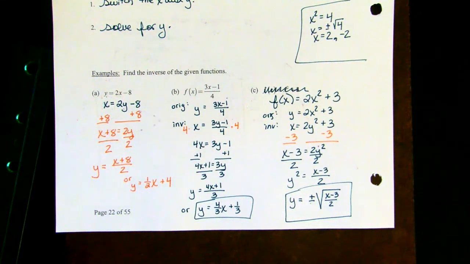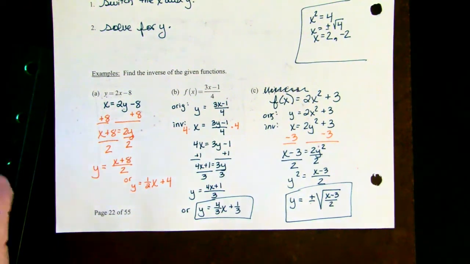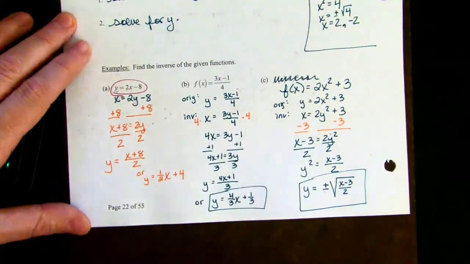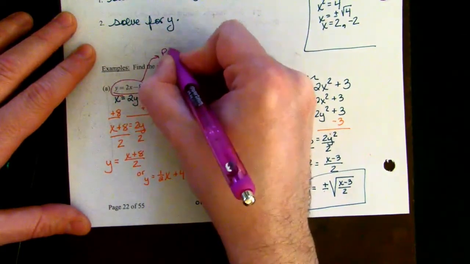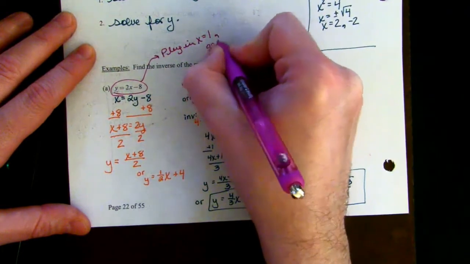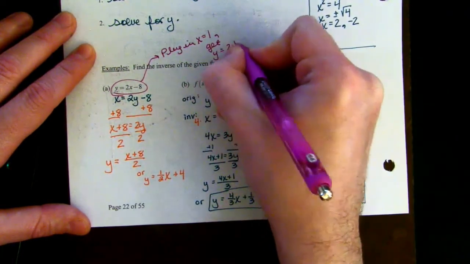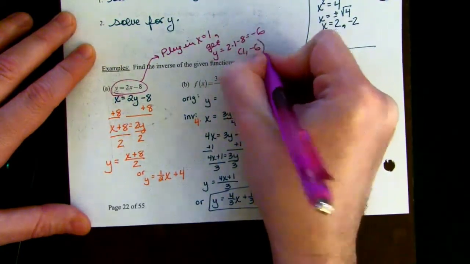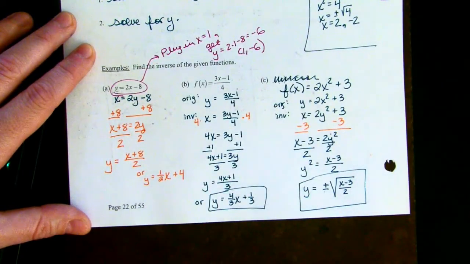One more thing I should mention. Our whole goal here was to find the inverse. Let me stop talking in general. Let's look at this specifically. Let's take a look at letter A. You don't have to write this down, just watch. If I plug in x equals 1, I get y equals 2 times 1 minus 8. I'm going to get negative 6, which means I have 1 comma negative 6 on that original.